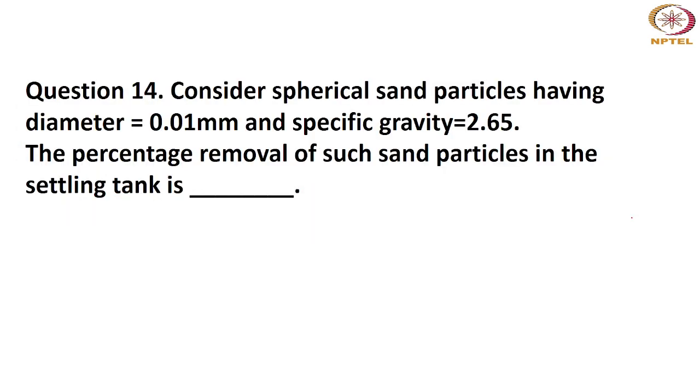So we'll go to the next one. Now consider spherical sand particles having a diameter of 0.01 mm and a specific gravity of 2.65. You need to calculate the percentage removal of such sand particles in the settling tank.